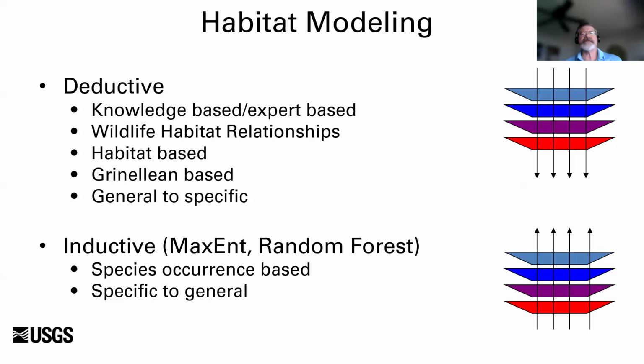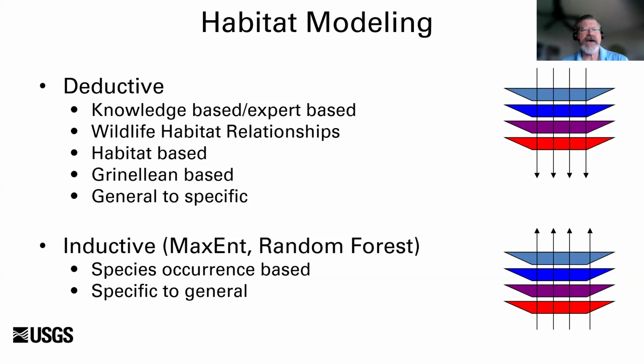So when we're talking about habitat modeling, there are two types of habitat modeling. There is deductive, and that's what we do historically, and that is knowledge-based or expert-based. You derive wildlife habitat relationships from the literature and from the experts.